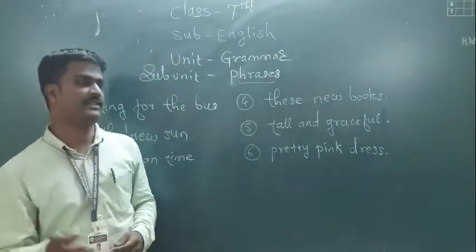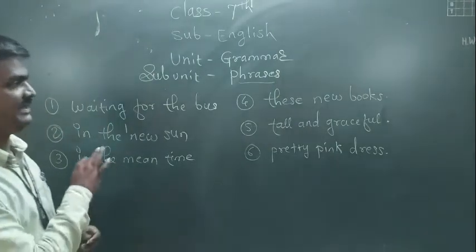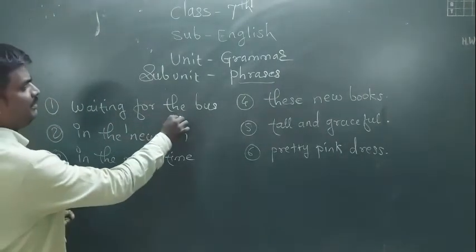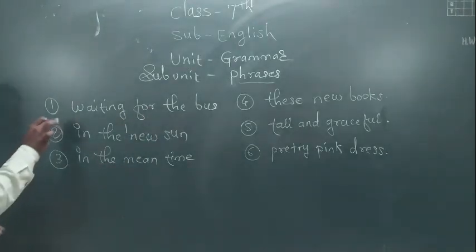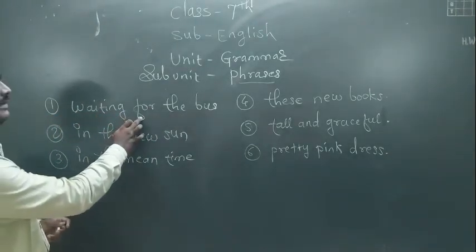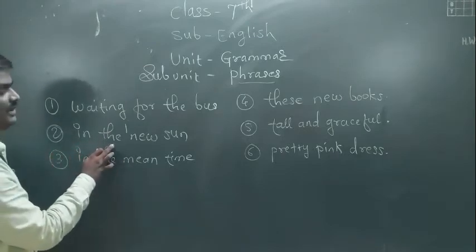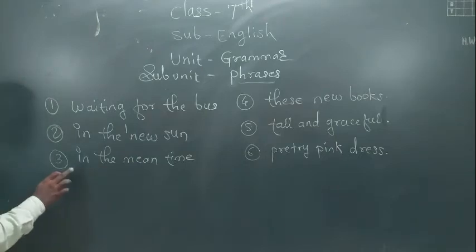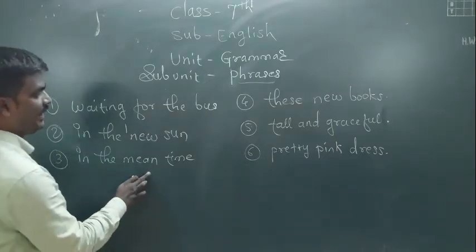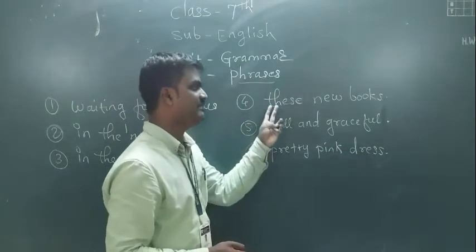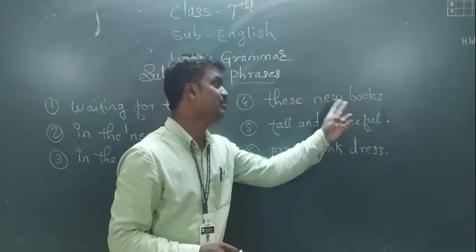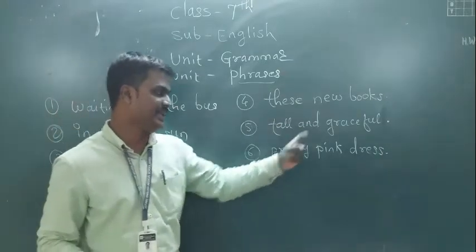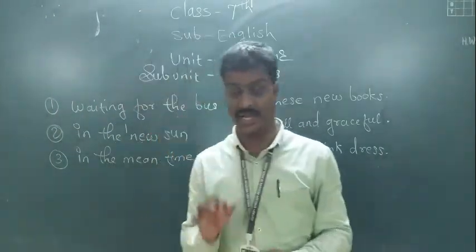To understand this concept very well, I have given some sentences on the board. Look at this. The first one: waiting for the bus. Second one: in the new sun. Third one: in the meantime. Fourth one: these new books. Fifth one: tall and graceful. Sixth one: pretty and pink dress.